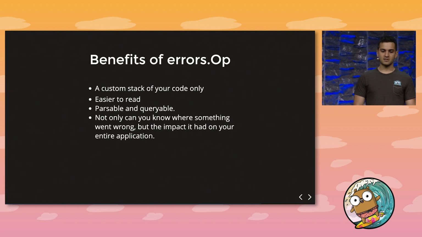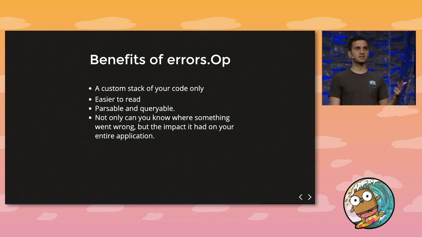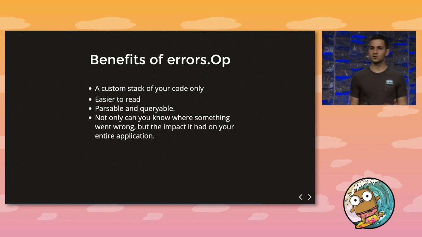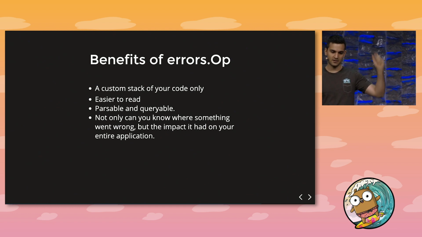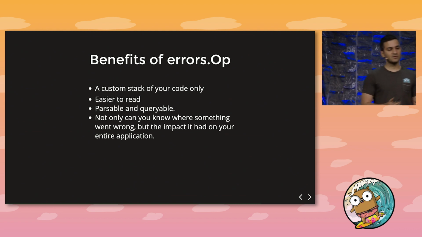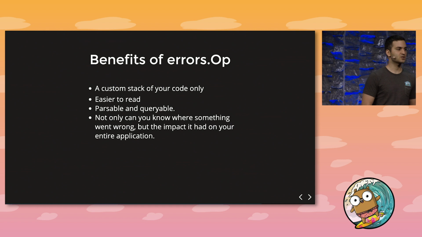So the benefits of an errors.Op is you have a custom stack trace of your code only. It's a lot easier to read, but what's easier is that you can easily parse it and query it. You don't need any special program to query over an array of JSON strings. You can write a little script that just parses it and then query anything you want. And because of this type of querying, you could look at the impact it has in your application.